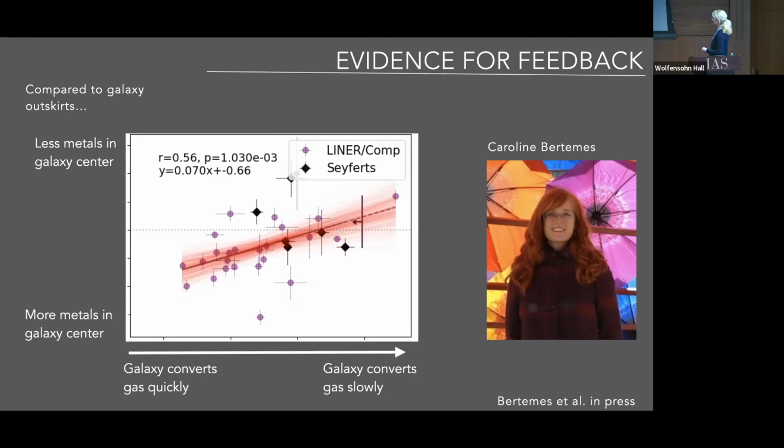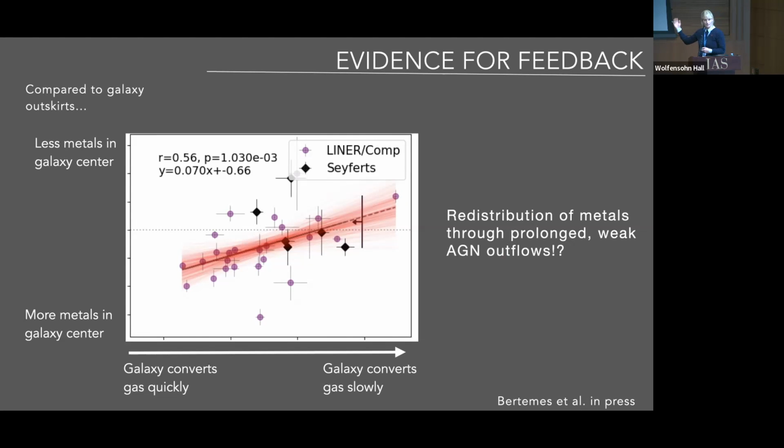And for those of you who have not stared at this plot for a year, let me make this a bit clearer. What it means is that galaxies convert gas more quickly down here and convert the gas more slowly up here. And it means that up here, galaxies have less metals in the galaxy center compared to the outskirts, whereas down here, galaxies have more metals in the galaxy center compared to the outskirts. So we see a redistribution of metals towards the outskirts in galaxies that are more quenched, or in AGN that are more quenched, that convert their gas more slowly. So we put the idea forward that we may actually be seeing the signatures of a redistribution of metals in these host galaxies through prolonged weak AGN outflows acting in these galaxies.